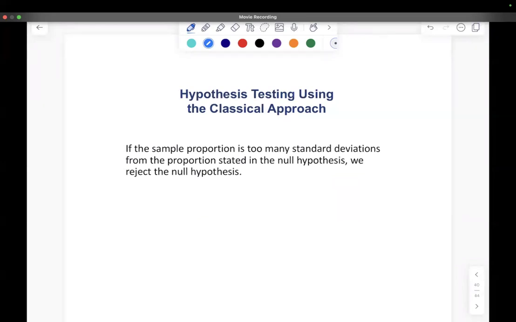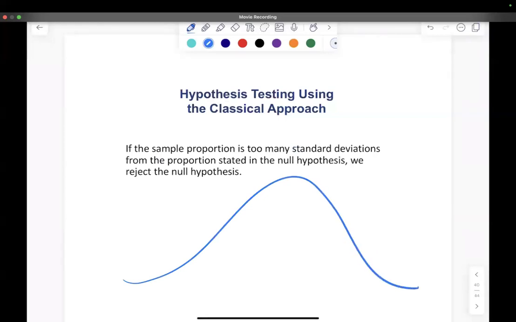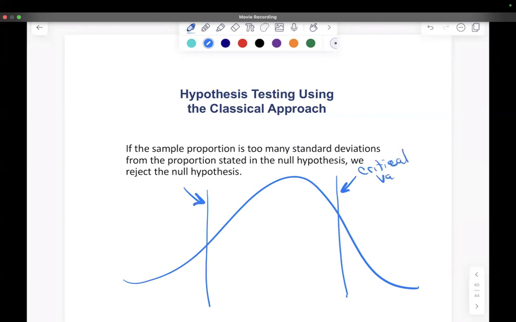You remember these were critical values right here when we were doing our confidence intervals? Those were critical values. This would be the positive critical value, and this is the negative critical value. This tells us how many standard deviations above and below our mean the edges of our confidence interval were.